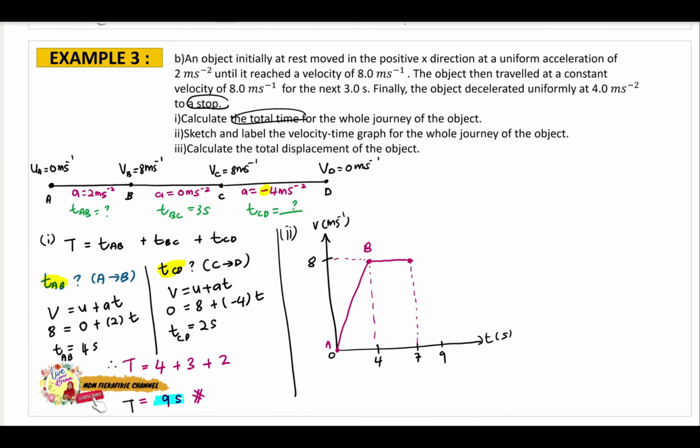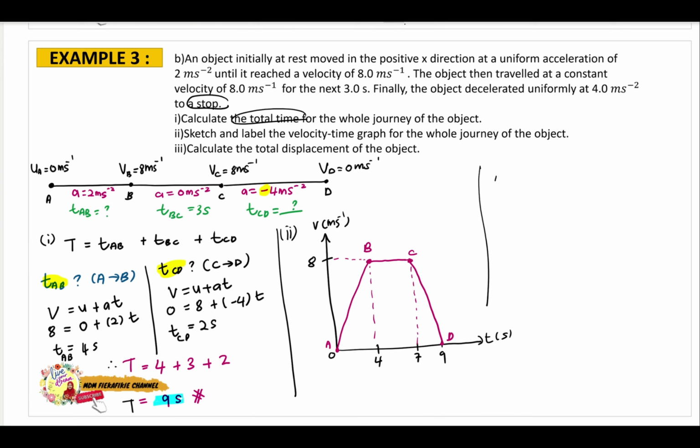And then from C to D, the object is decelerating. So the acceleration should be negative. So like this, from B to C, and this is D. Okay, so finish that part. Okay, and the last one, question number 3.